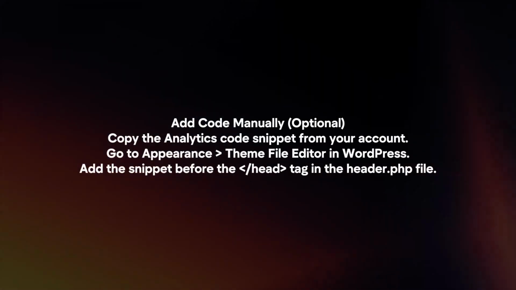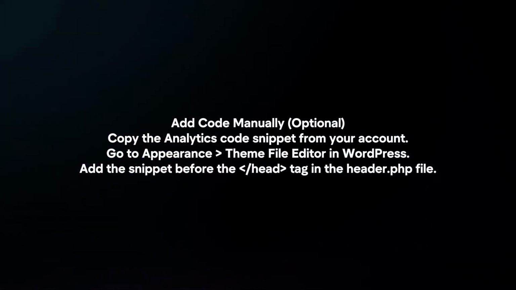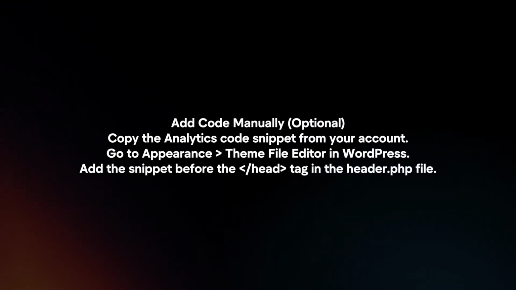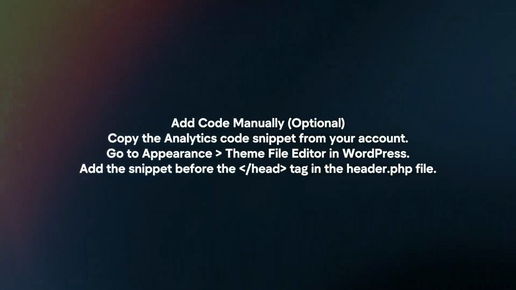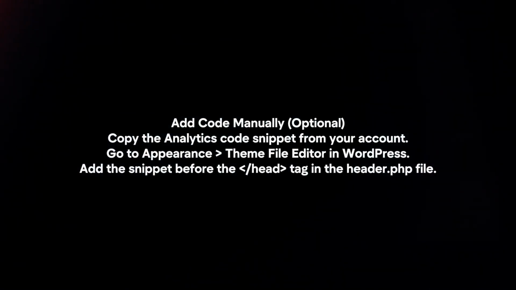Add code manually. Copy the analytics code snippet from your account. Go to Appearance, Theme File Editor in WordPress. Add the snippet before the closing head tag in the header.php file.